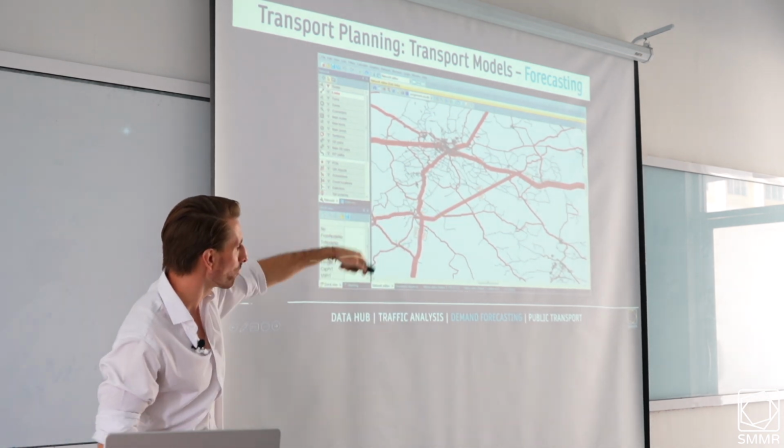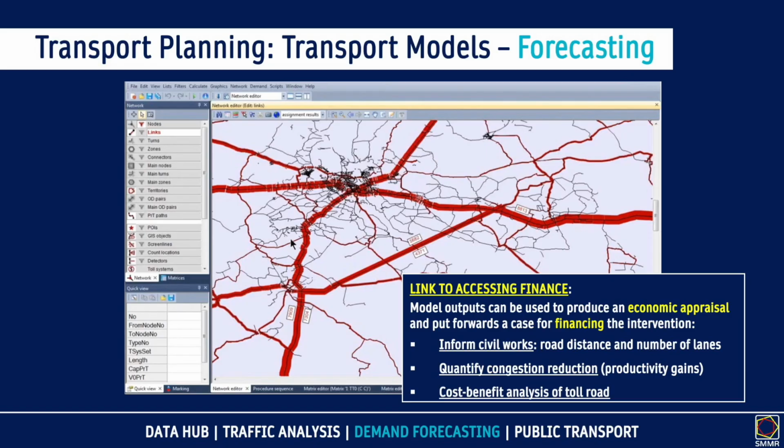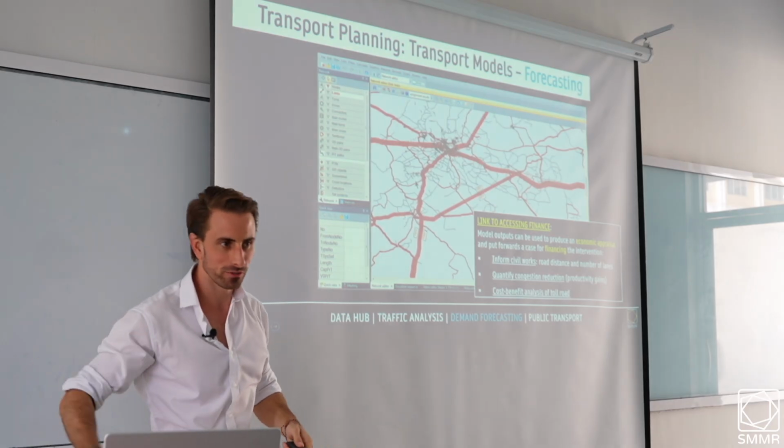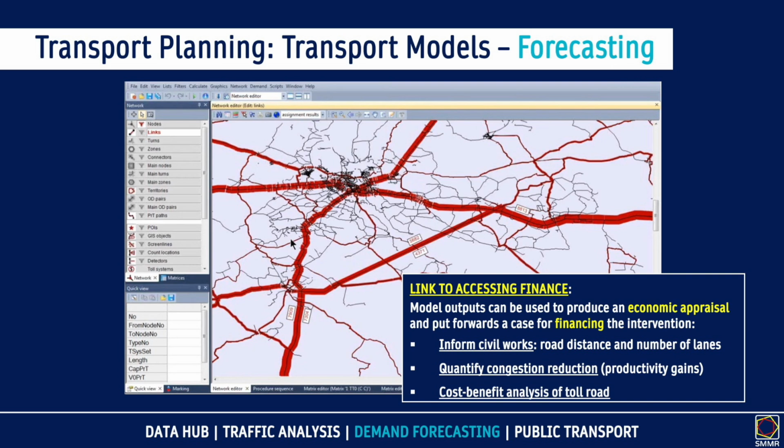And once you know roughly how much congestion you can shift, and you know how long and how wide your road needs to be, you can do a lot of interesting economic analysis. You can determine how much this will cost, how much congestion reduction it will contribute to, and you can also get useful information for your civil engineers. So that's how we can use these tools for forecasting.